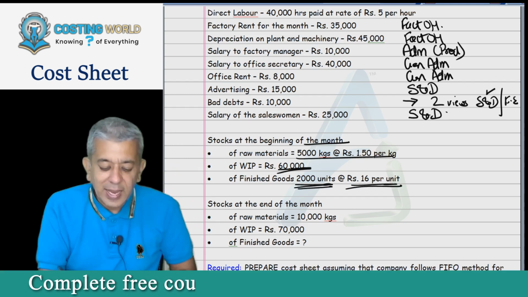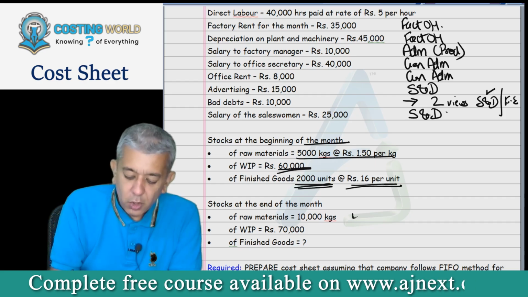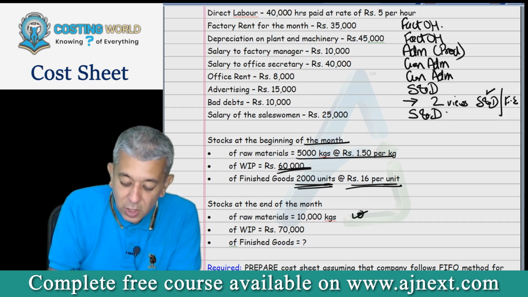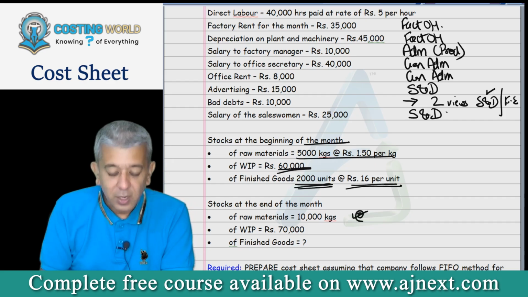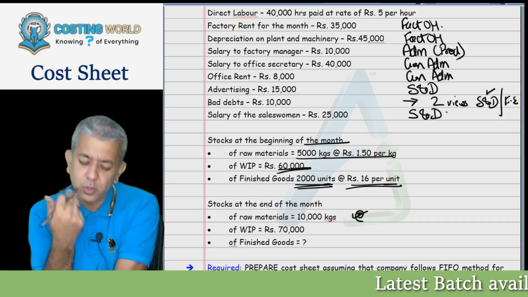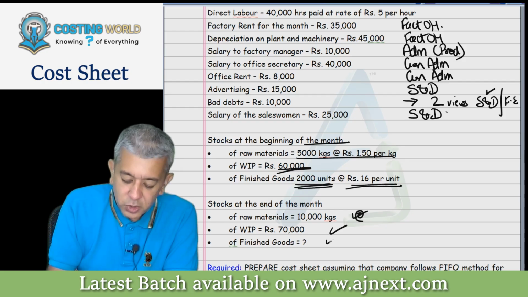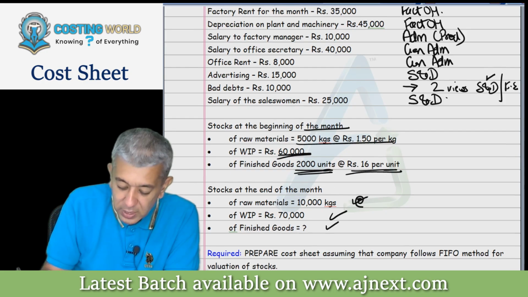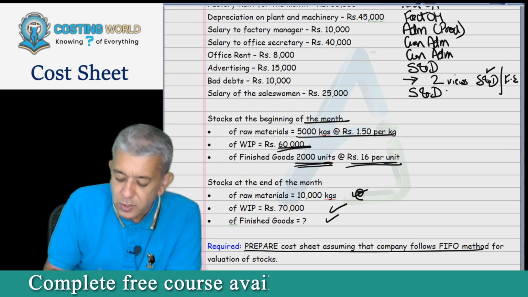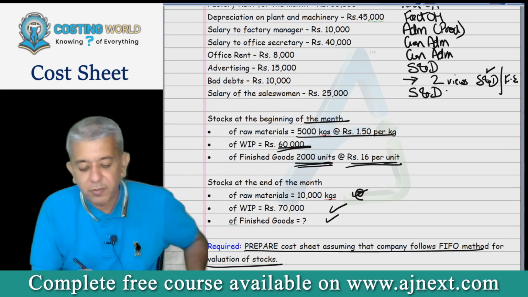Stock at the end of the month: raw materials 10,000 kgs. Now the amount is not given over there. Earlier it was not given for finished goods, now it is not given for material also. WIP 70,000 rupees. Finished goods it is not given to you. Prepare a cost sheet assuming that the company follows the FIFO method for valuation of stock.